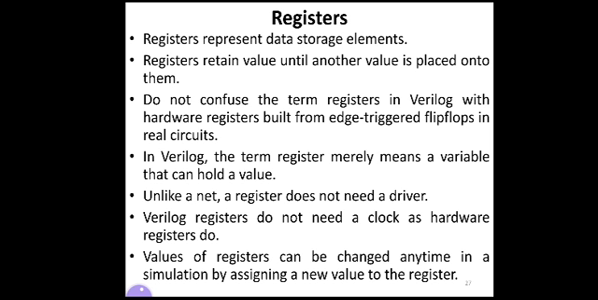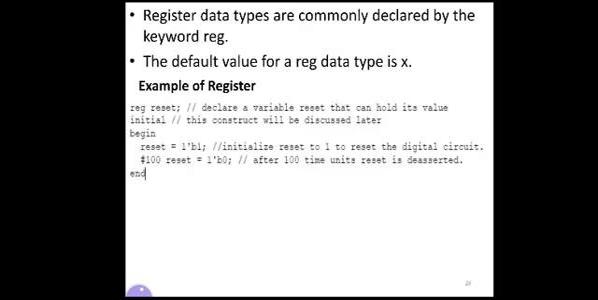Values of a register can be changed anytime in a simulation by assigning a new value to the register. So once you assign any value to the register, that can be changed anytime during the simulation by assigning a new value to that particular register. Register data types are commonly declared by the keyword reg. To declare a variable as a register, you need to use the keyword reg. All three letters are small case letters. Reg is a keyword. It represents a register.